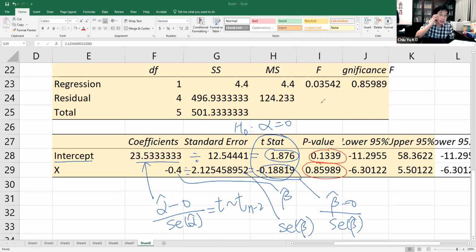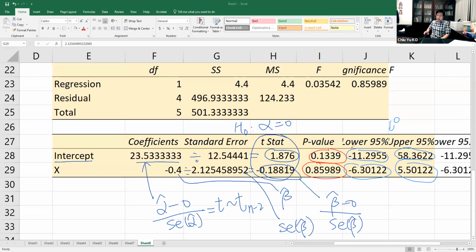And the next part is you look at the confidence interval estimate. You will see the interval estimate is rather large, right? It's negative 11 to 58, so that includes 0. That's why you cannot reject that it is different from 0. Same for the slope, it's also very large, and not different from 0.